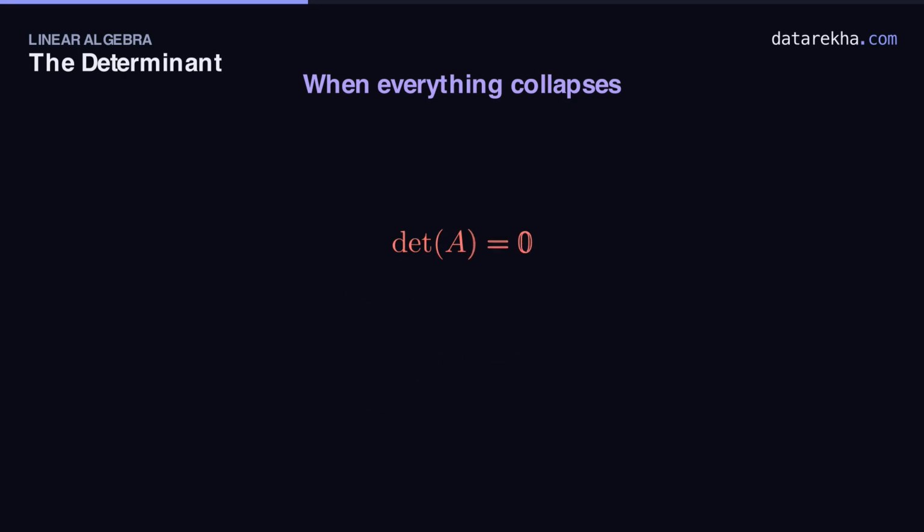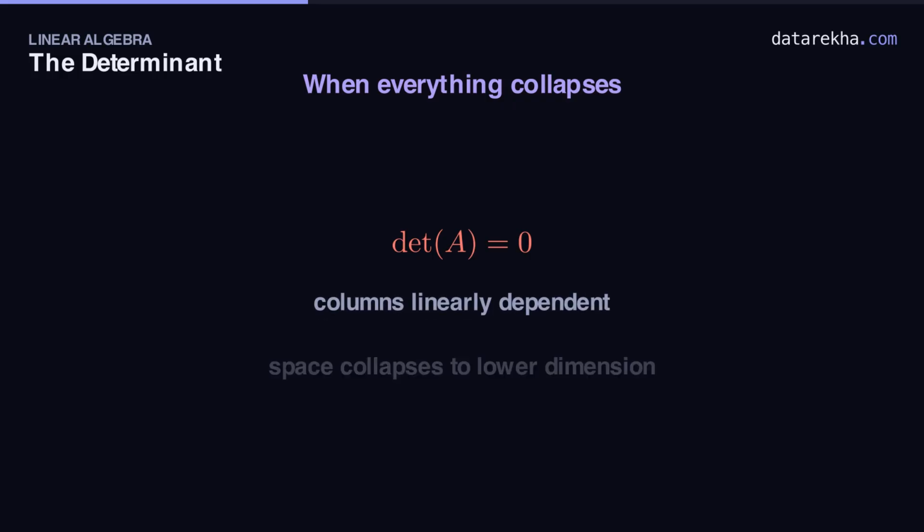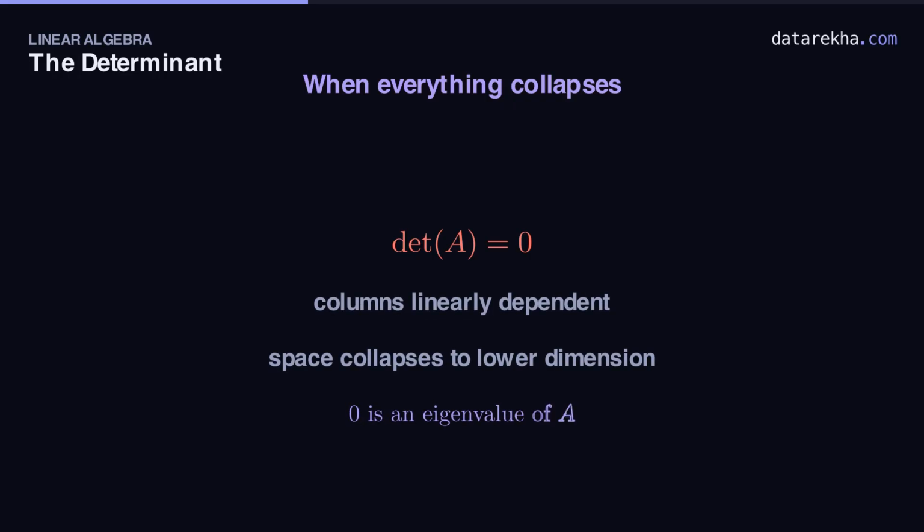And a 0 determinant unlocks a whole chain of equivalent facts. It means the columns are linearly dependent. It means space collapses to a lower dimension. And it means 0 is an eigenvalue of the matrix. Some non-zero arrow gets sent straight to the origin. These are 4 ways of saying the very same thing.